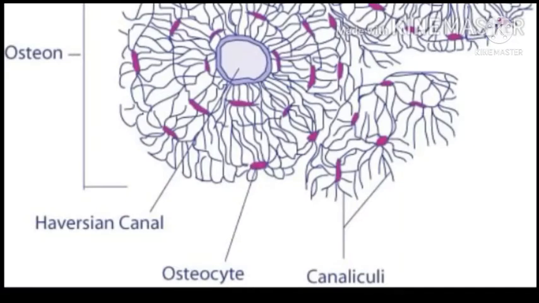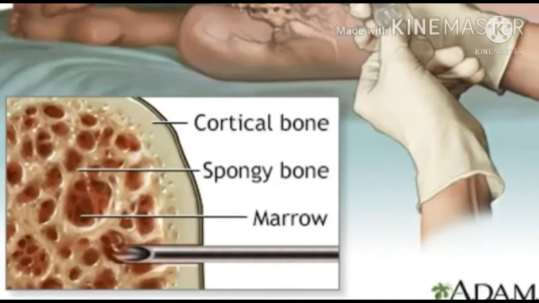An osteocyte is surrounded by a space called lacuna. The lacunae lead into fine channels called canaliculi. With the help of canaliculi, one osteocyte is in contact with another osteocyte. There are hollow cavities filled with bone marrow.